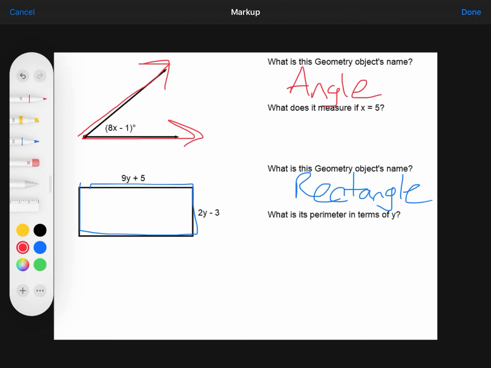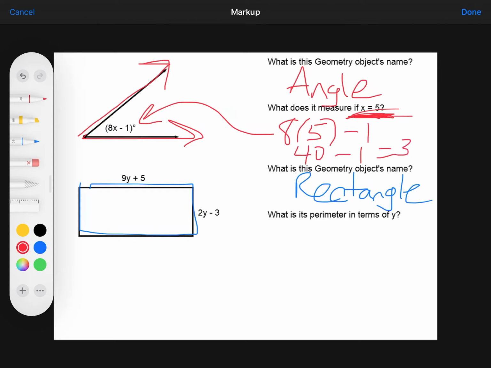So algebra integration is important, and the two ones we're going to be looking at today are, what do you do if you already have a value for x? Not if you have to solve something, we're going to be reviewing that next class, but what do you have to do if you actually have a value? And the answer is substitution. Take the value, substitute that value in, and then multiply to get 40, subtract 1, and this angle measures 39. Not too bad, not too hard.